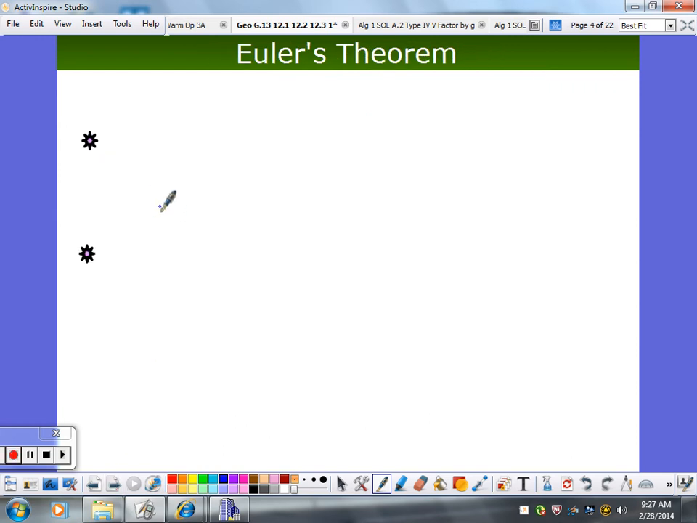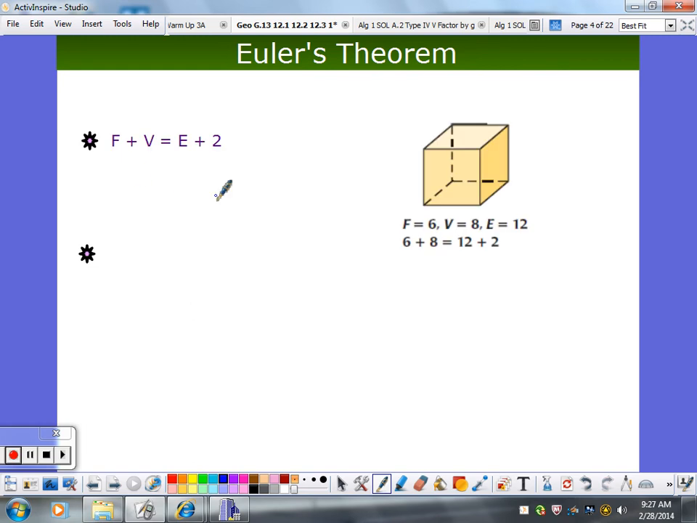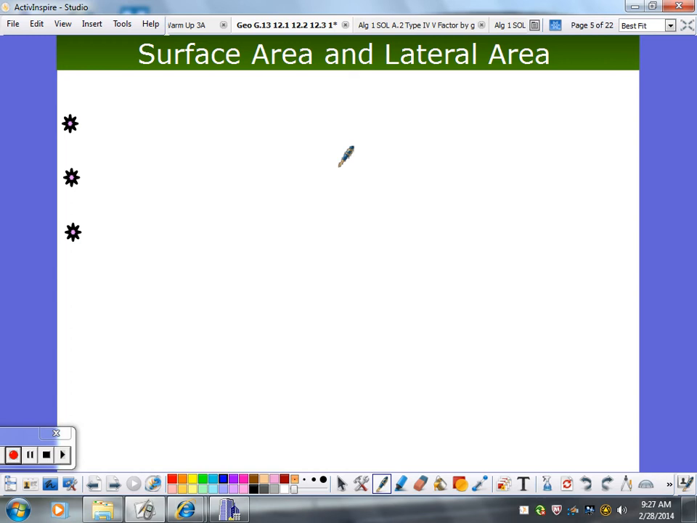Oh, Euler. Euler was a very famous Swiss mathematician. He figured out that if you add up the faces and the vertices, it's the edges plus 2. So if you're trying to figure stuff out, you can use this formula if you so desire, or you can just count them. That's my method. Count around them, but I want to know how many faces and things like that. Good old Euler. Okay, so surface area and lateral area.